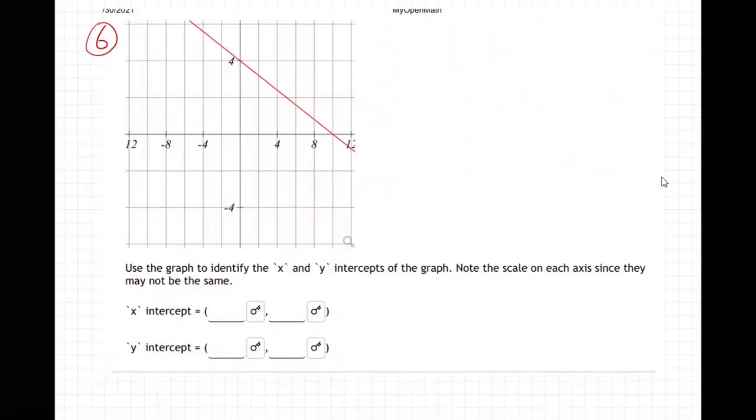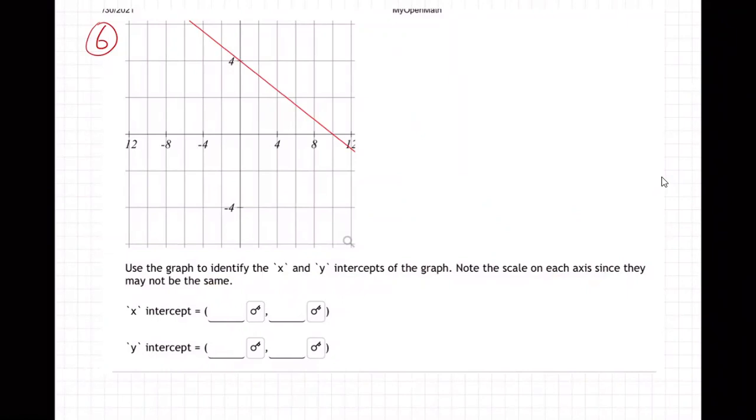Use the graph to identify the x and y intercepts of the graph. Note the scale on each axis since they may not be the same. Yeah, see what they mean. So let's take some careful look at that. Looks like it's going by twos here.